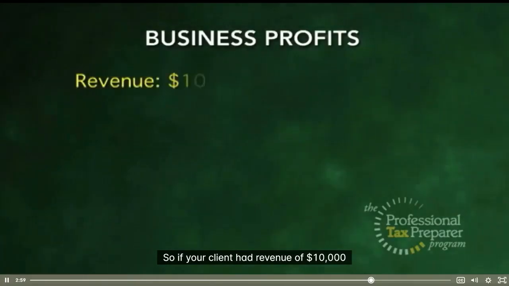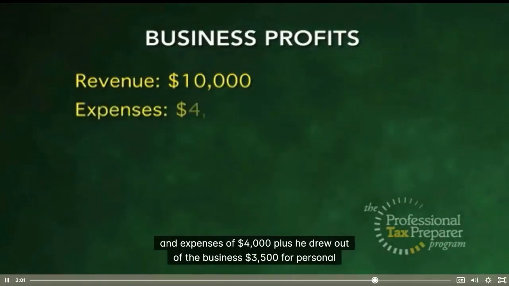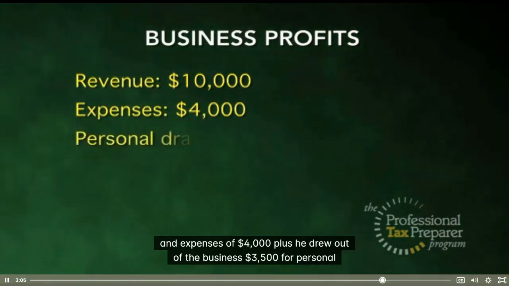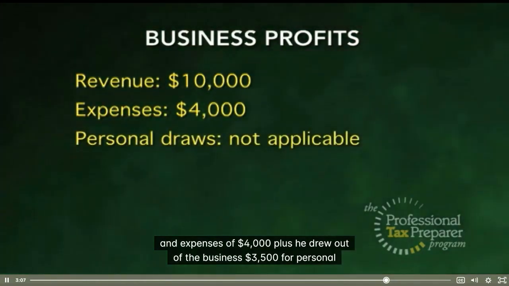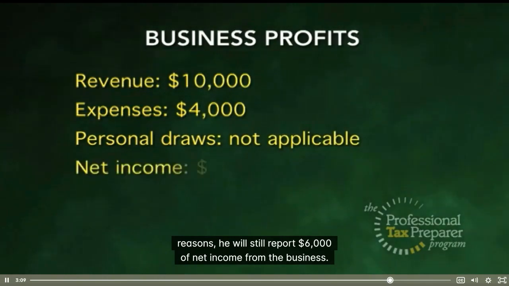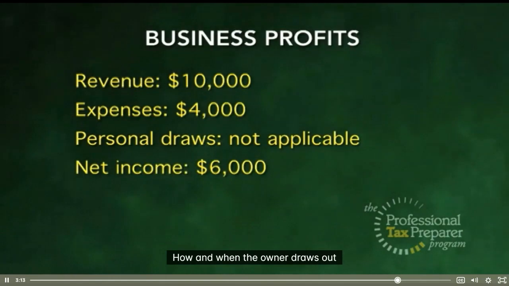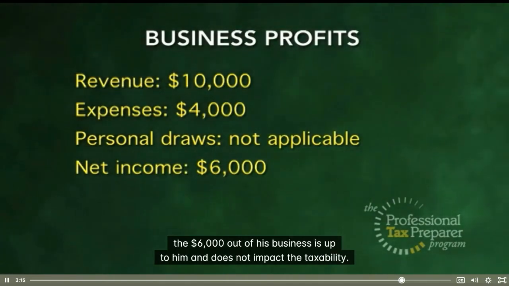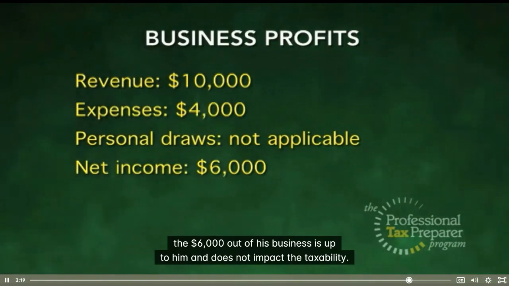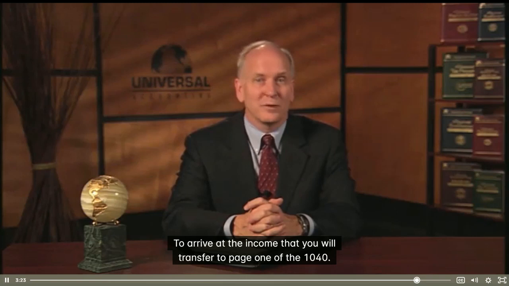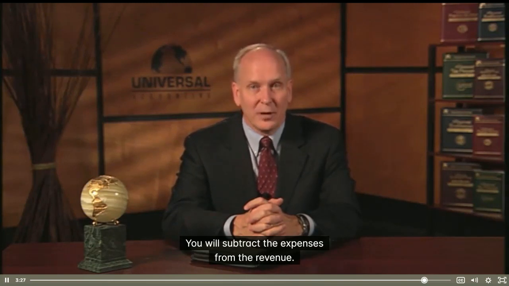So if your client had revenue of $10,000 and expenses of $4,000, plus he drew out of the business $3,500 for personal reasons, he will still report $6,000 of net income from the business. How and when the owner draws out the $6,000 out of his business is up to him and does not impact the taxability. To arrive at the income that you will transfer to page 1 of the 1040, you will subtract the expenses from the revenue.